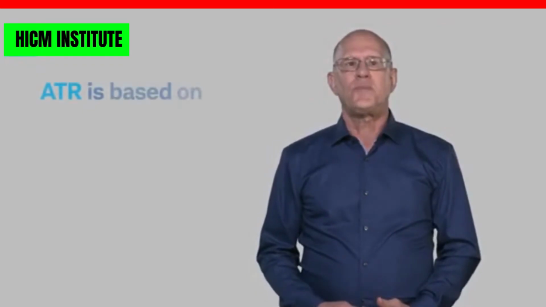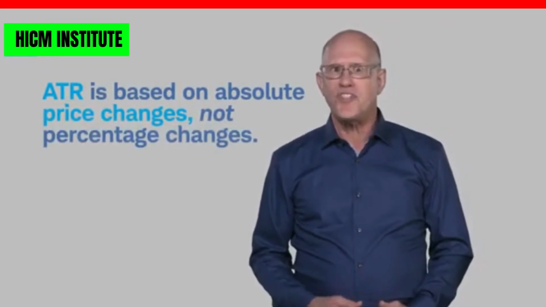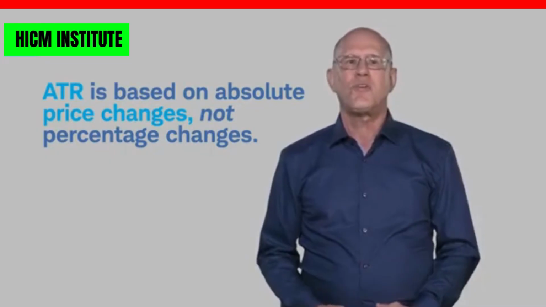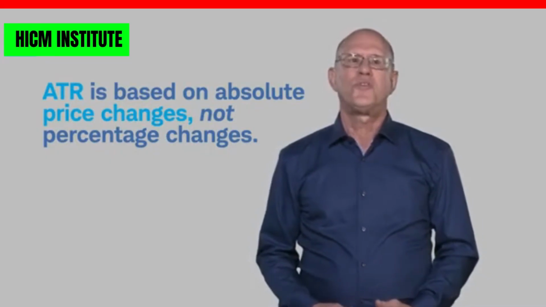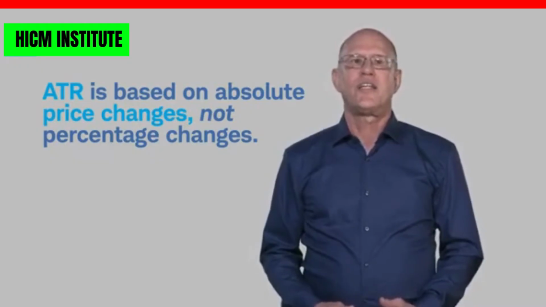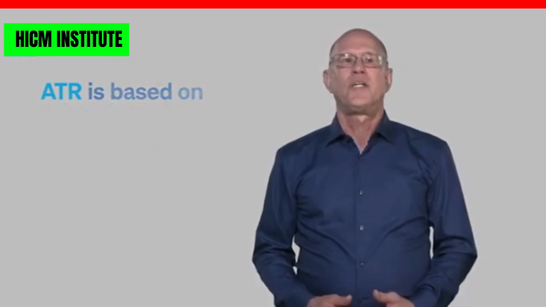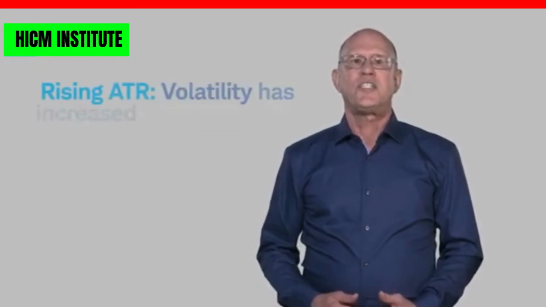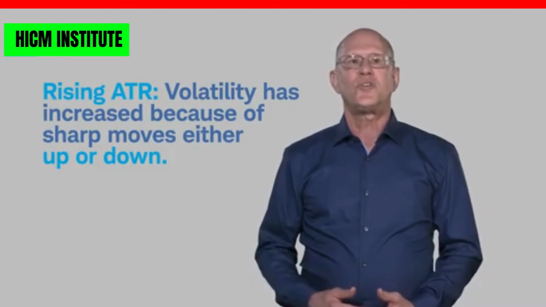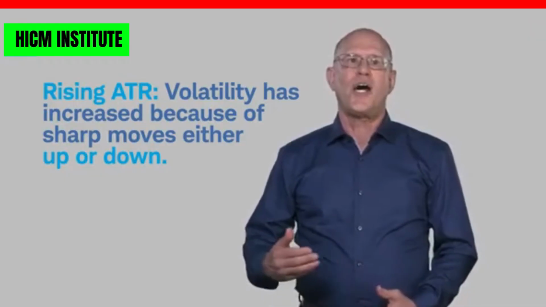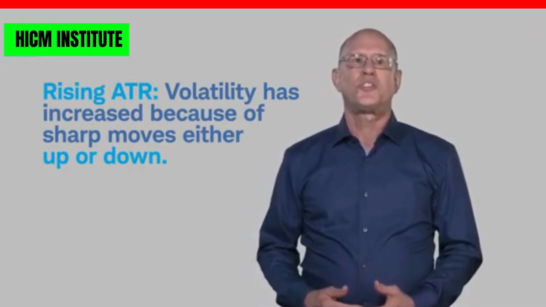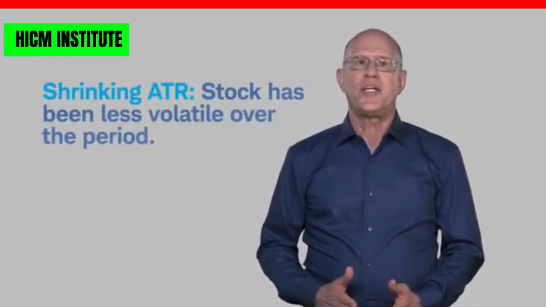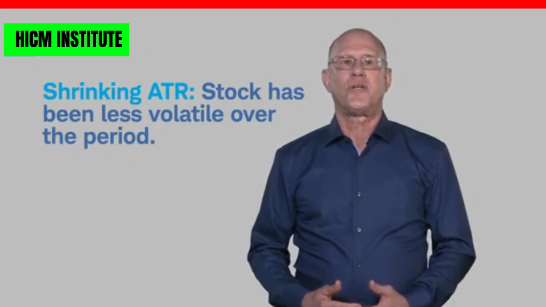First is that ATR is based on absolute price changes, not percentage changes. Accordingly, higher price stocks typically have higher ATR values than lower price stocks. After all, a $10 move in a $100 stock is less significant than a $10 move in a $20 stock. Second, changing ATR values indicate changes in volatility. If a stock's ATR is rising, it means volatility has increased over the period, either because of a sharp rise or a sharp fall. ATR doesn't tell you which direction a stock has been moving, just that it has been moving. If the ATR is shrinking, it means the stock has been less volatile over the period.